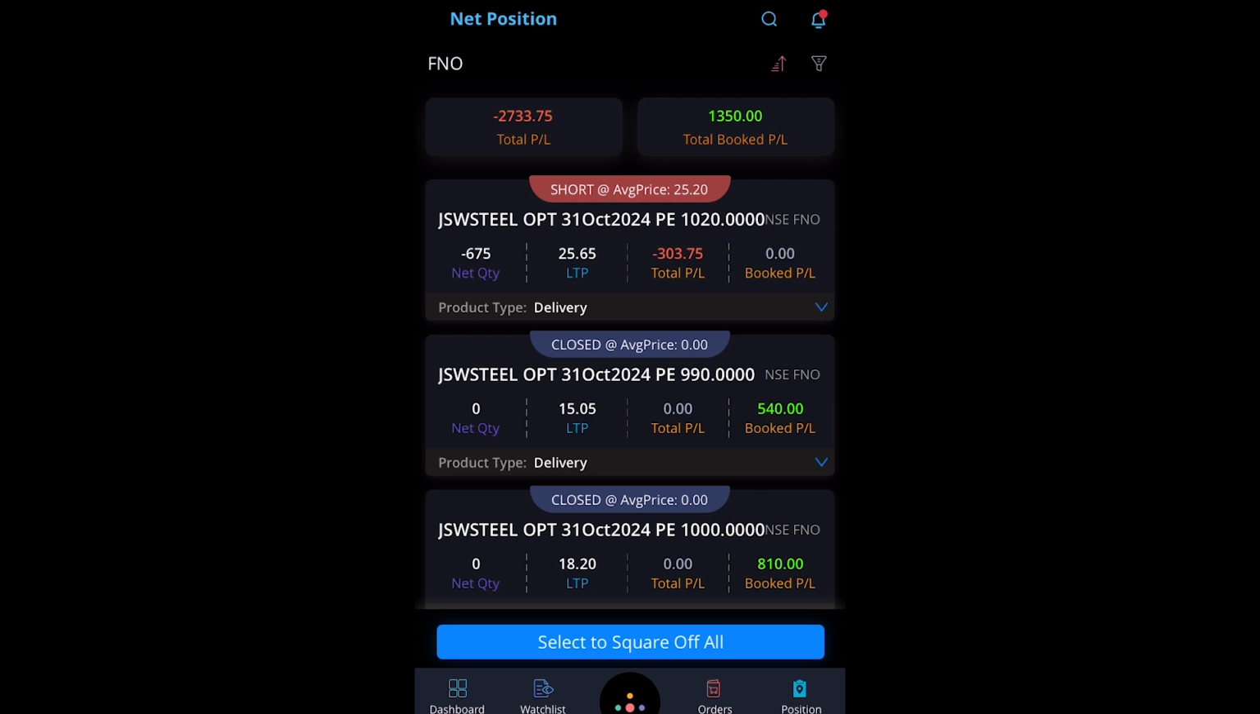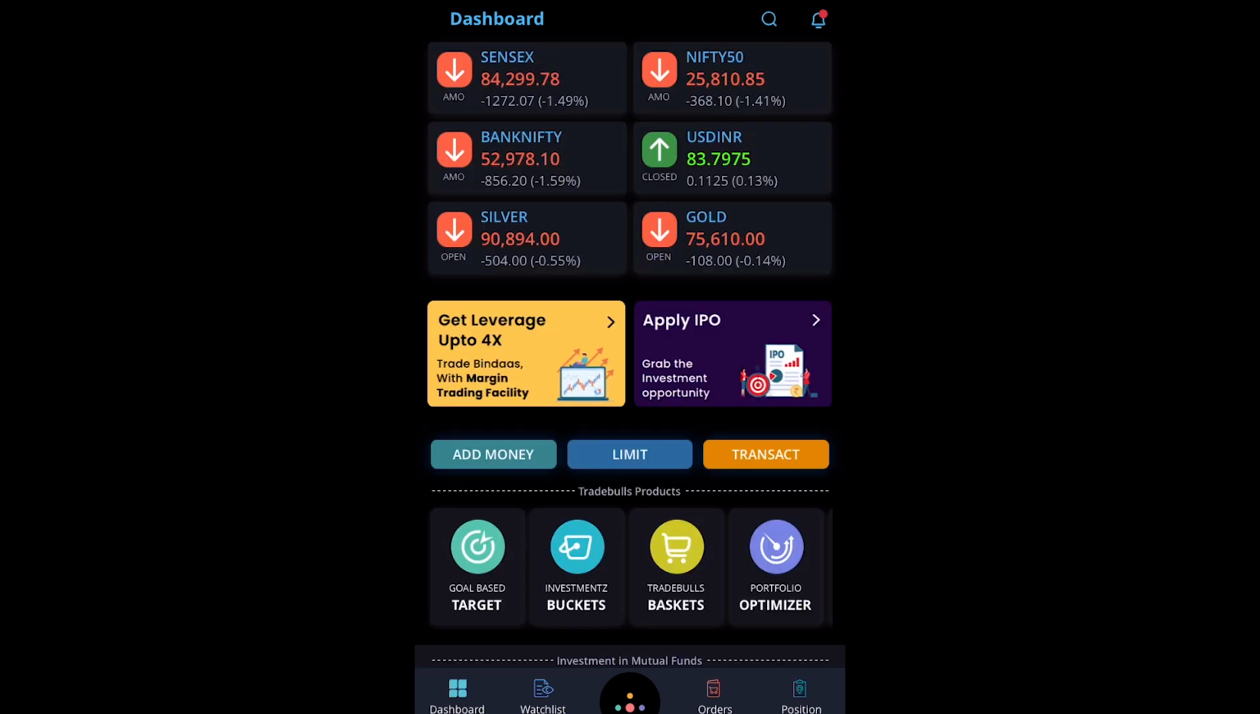So if you're covering both sides, your spread is from both call and put, one from call, one from put, and that too on the selling side, then you are actually on a safer side. Now, if you see my dashboard, look at my limit.